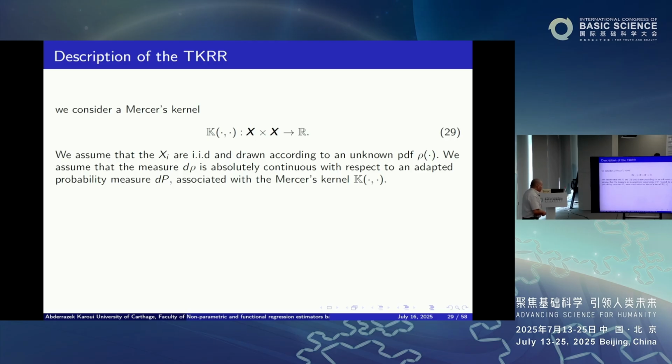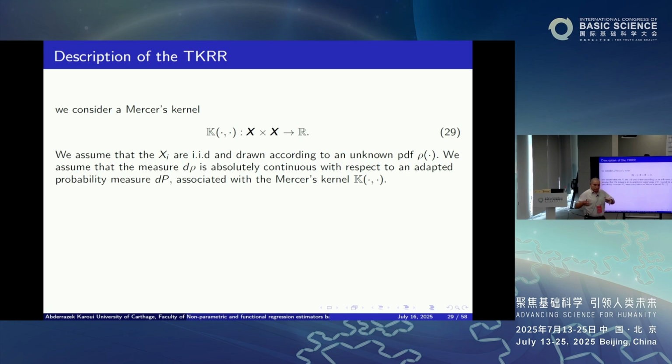So what we do is that we're going to truncate. How to truncate? Well, we start with a Mercer kernel, and there is also a problem.